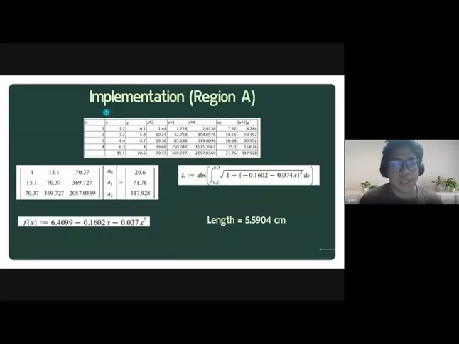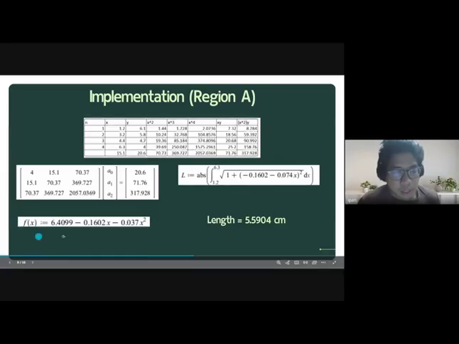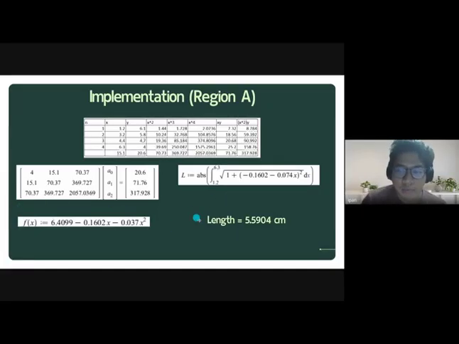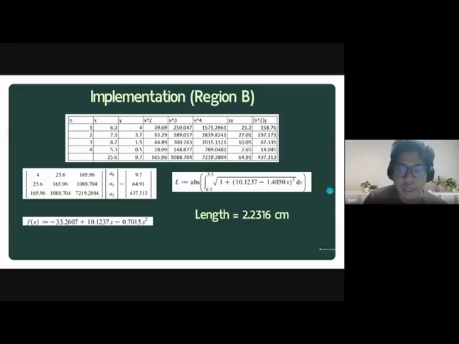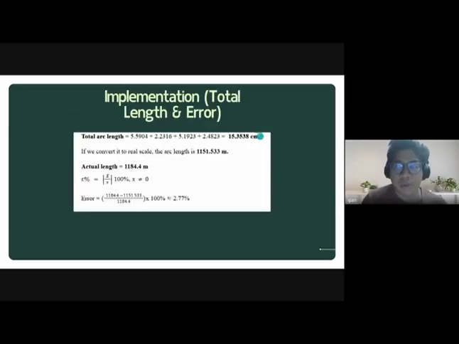For region A, we take the first 4 points, and these are the x and y coordinates, and this is the notation for the normal equation in the 3 by 3 matrix. After we get the coefficients, this is the least square function, a polynomial of degree 2, and the length for region A is 5.5904 centimeters. The same goes for the other regions. So the total length will be 50.3538 centimeters.